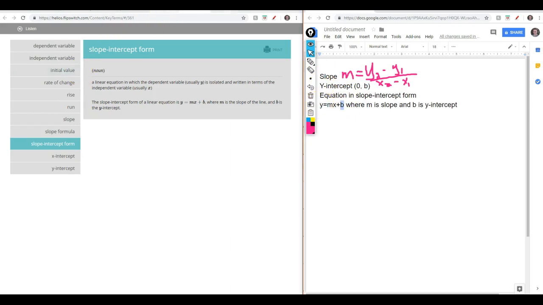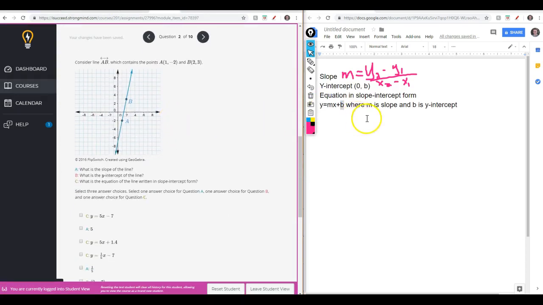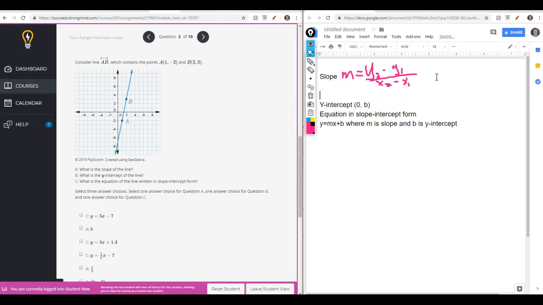So if I go back to the question, there's another way that I like to count slope. I also remember that slope is equal to the rise over the run. If I'm given a graph, this is much more helpful for me, because rise means vertical change and run is horizontal change. So rise is vertical change, and run is horizontal change.